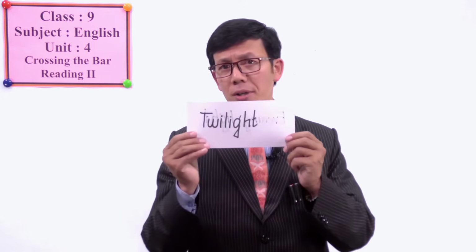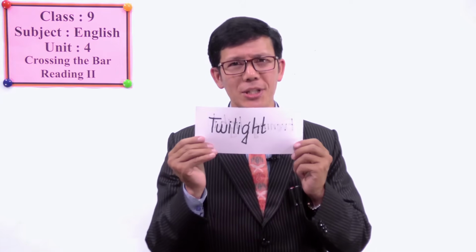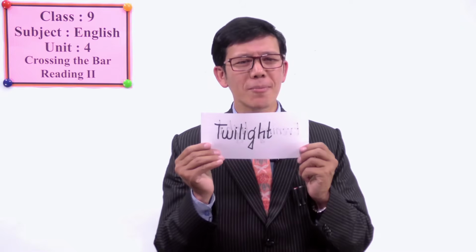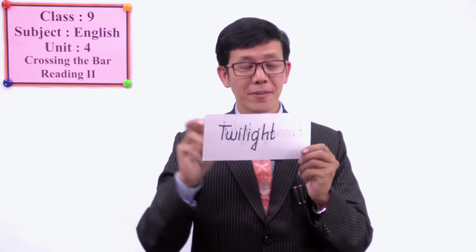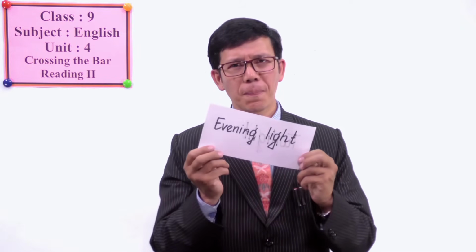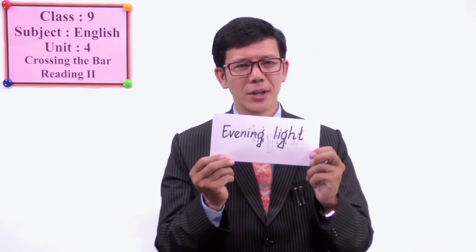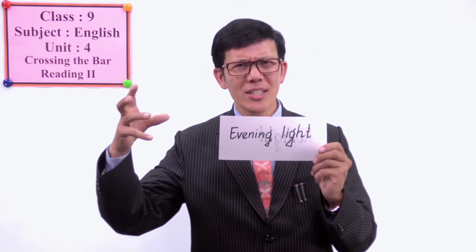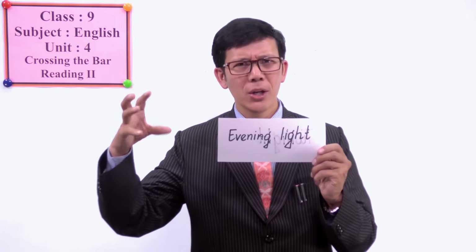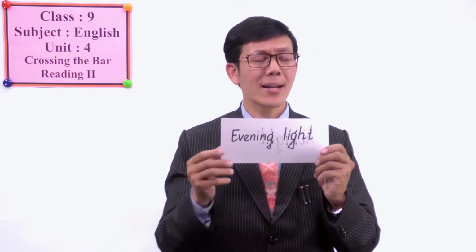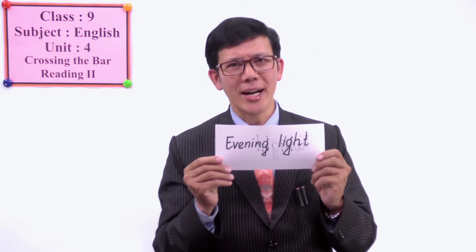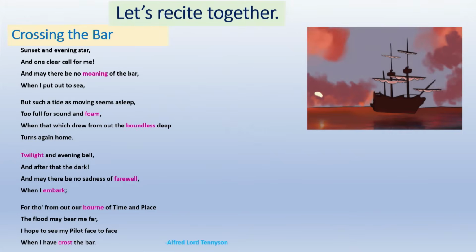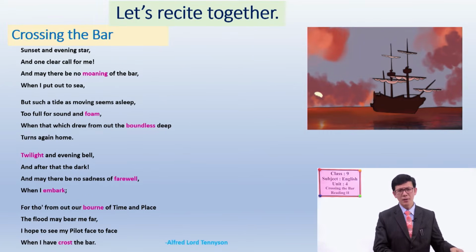Very good. Now let's look at another word. You can see the word twilight. So twilight and evening bell. What does it mean? What kind of light? Very good. It means evening light. During the evening time you might have experienced a little dusk, a little dim. That light is what we call twilight, evening light. You can see it in the picture. Right, very good.